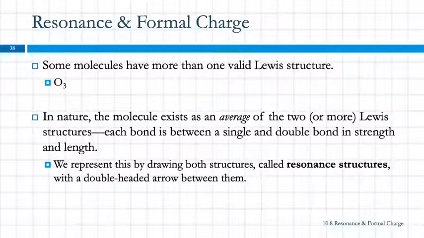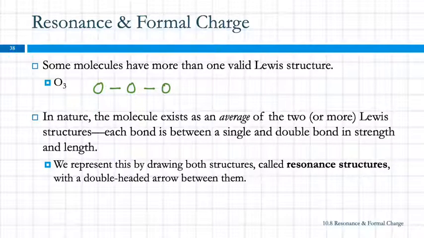So some molecules have more than one valid Lewis structure. And we just looked at one that did have two structures that satisfy the octet rule and all the other rules we've been given. Let's look at this one. O3 is ozone. So if we draw the Lewis structure for ozone, 3 atoms, they've got to be in line.